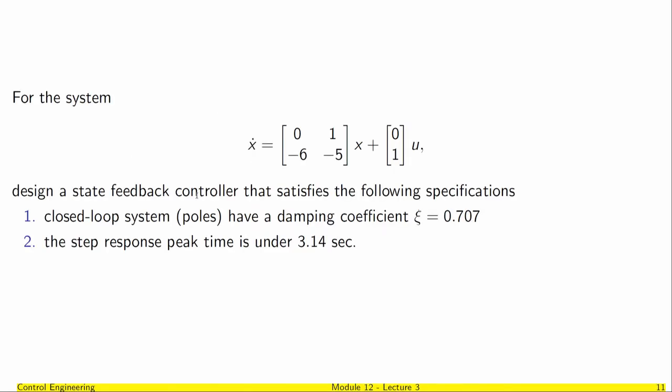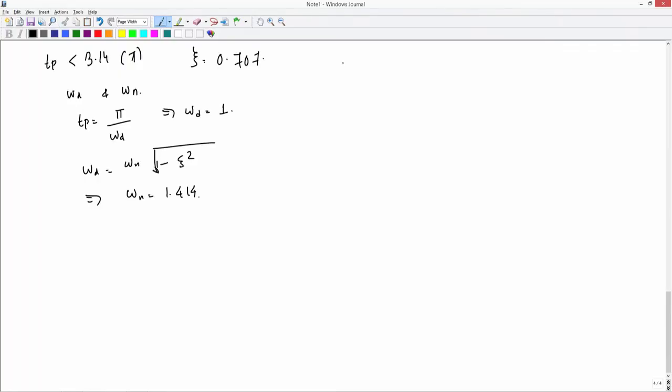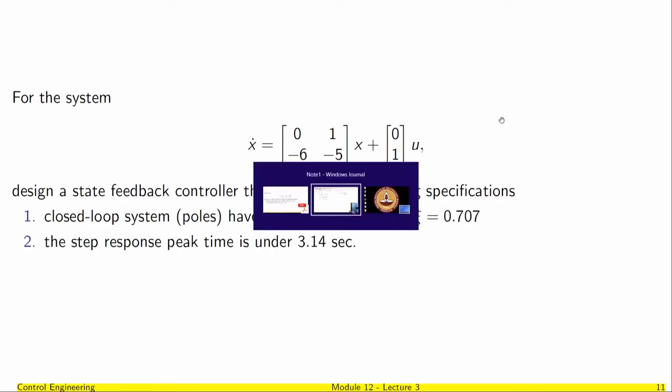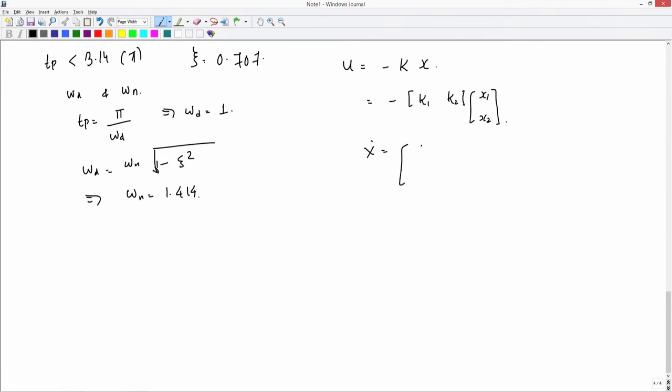So, first, it says design a state feedback controller. So, a state feedback controller typically is of the form u equal to minus k times x. Or in this case, since the system is of dimension 2, I will have k1, k2 times x1 and x2. Okay. Now, what is the original system? The original system is of the form x dot is [0, 1; minus 6, minus 5] x plus [0; 1] times u.